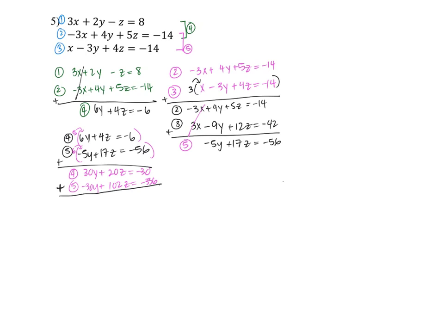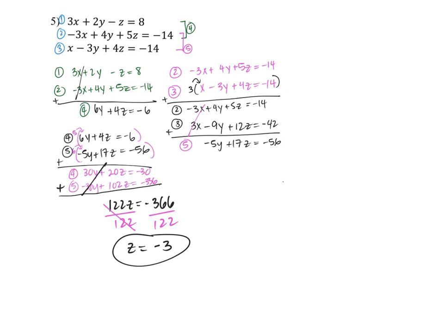If I add these two equations, the y's cancel out. So 20 plus 102 gives me 122z. And then negative 30 plus negative 336 is negative 366. If I divide by 122, that cancels, and z is equal to negative 3. Negative 366 divided by 122 is actually negative 3. So now this is back to smaller numbers, which is kind of nice.